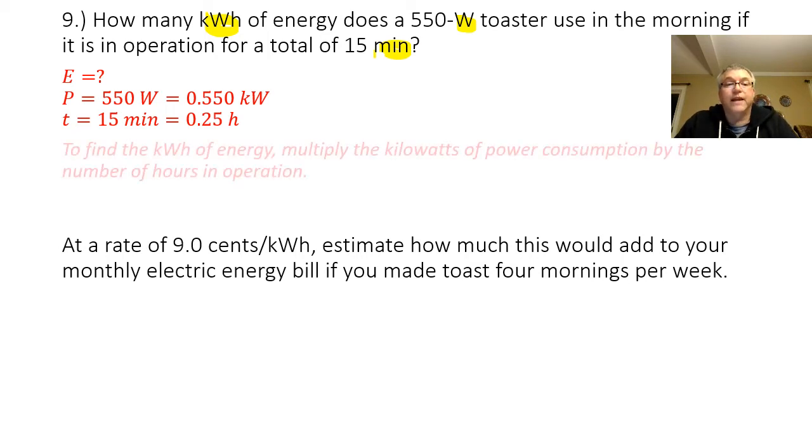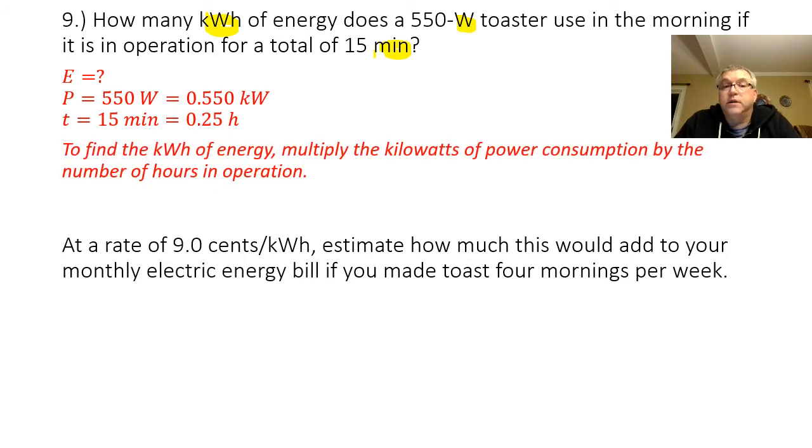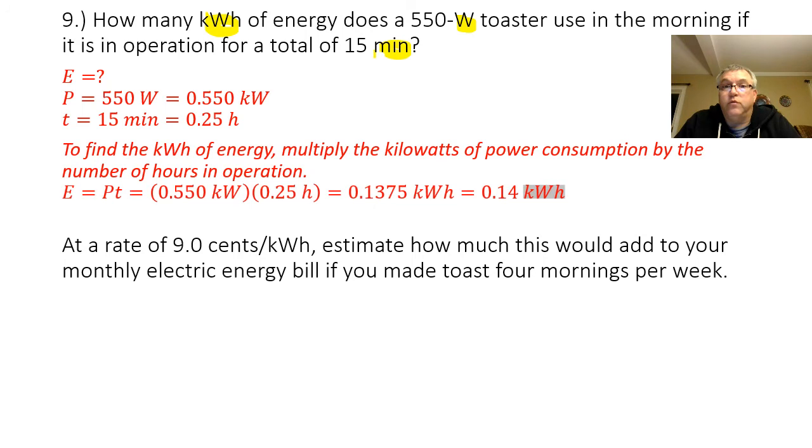Now, to find the kilowatt hours of energy, we simply need to multiply the kilowatts of power times the amount of time in hours that it's in operation, because energy is going to equal power times time. So 0.550 kilowatts times 0.25 hours is going to equal 0.1375 kilowatt hours, which we need to round to two significant figures. So that's 0.14 kilowatt hours.